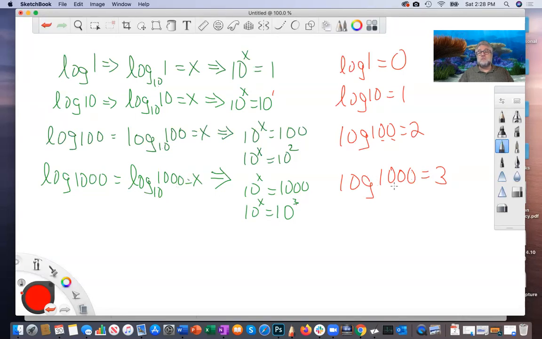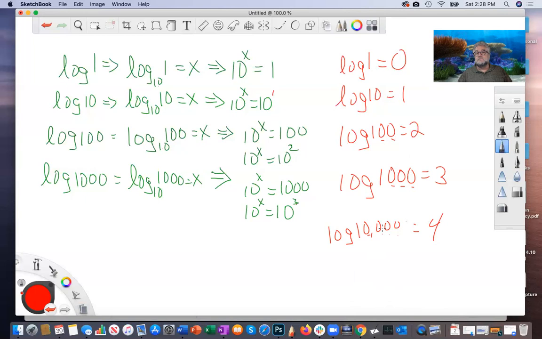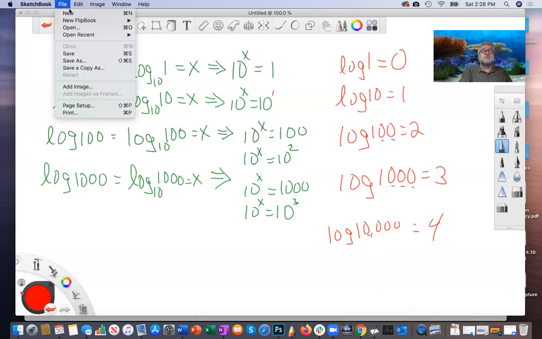So do you see a pattern? When you're doing common log and you're doing tens and hundreds and thousands and whatever, log of 10,000, 1, 2, 3, 4, is going to be 4 because the base is 10. So this is a property of common logs that you should be aware of.